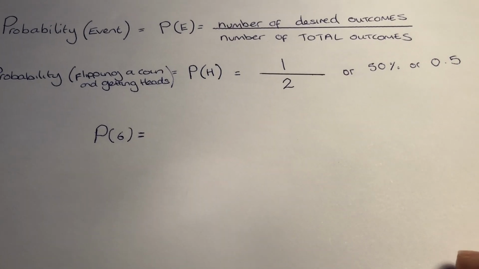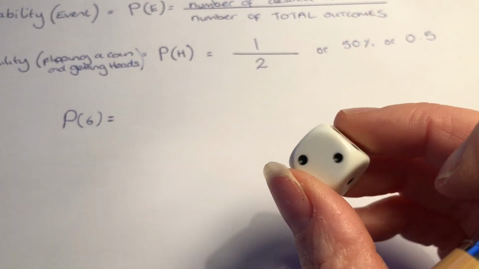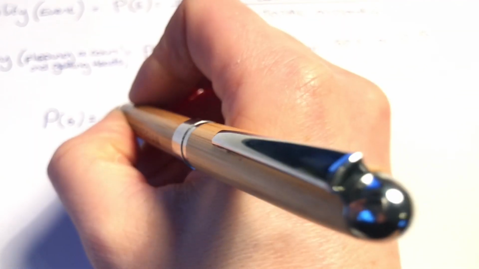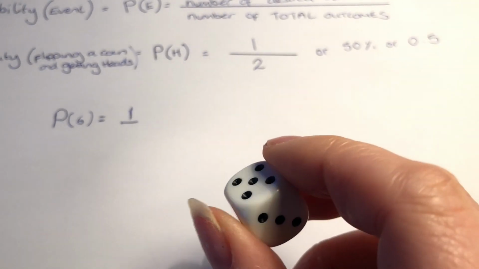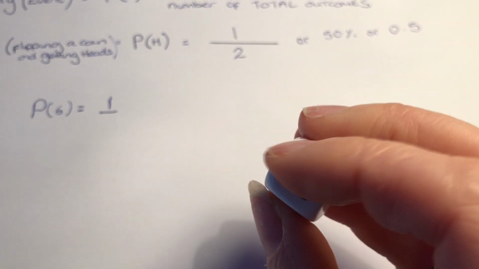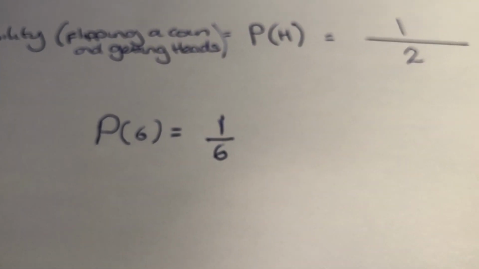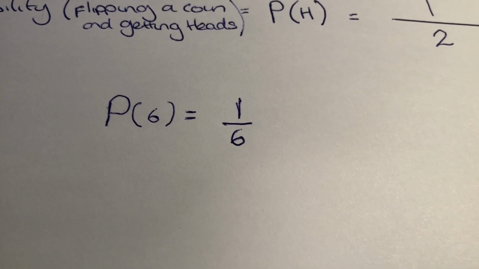Well, we know that that is equal to, first of all, how many of the desired outcomes are there? So in other words, on a die, how many 6s are there? Well, there's just 1. And then on the bottom of our fraction is how many possible outcomes are there in total? Well, we know that there's the number 1, 2, 3, 4, 5, and 6. There are 6 total outcomes. So the probability of rolling a die and getting the number 6 is 1/6.